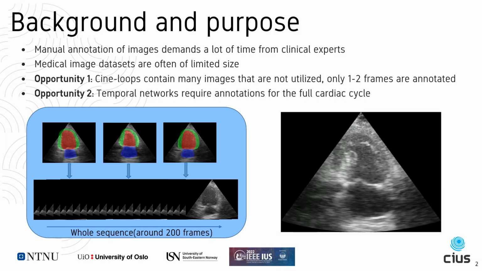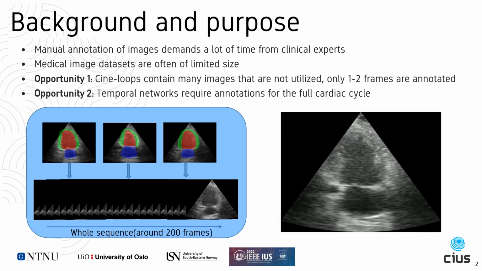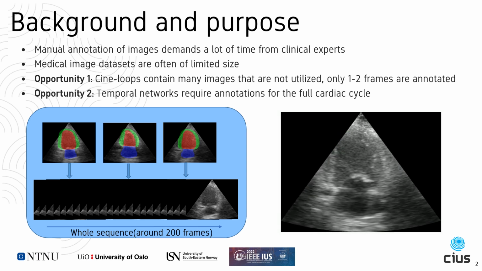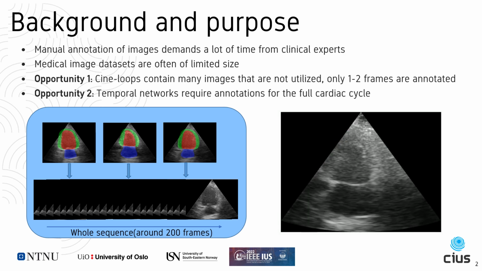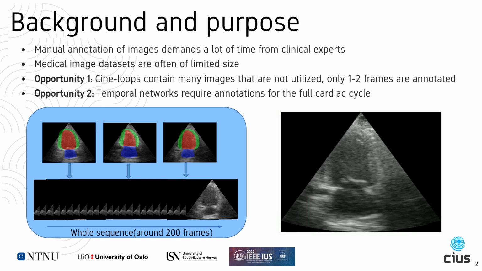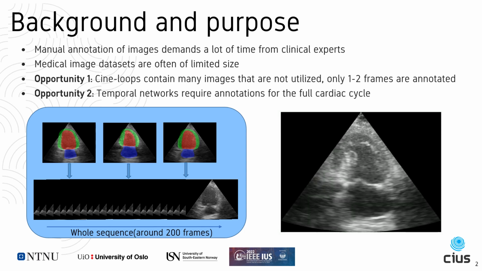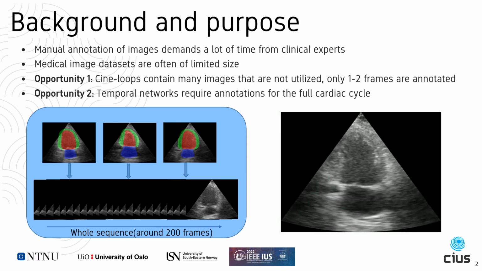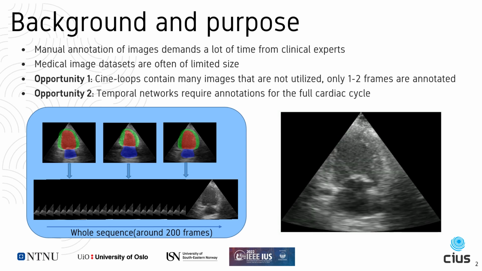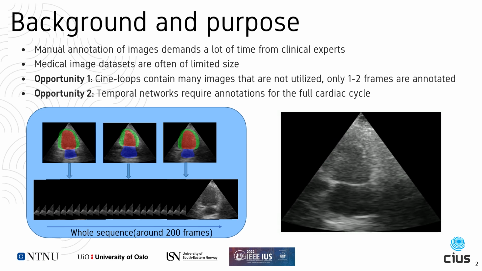Echocardiography is based on evaluating cineloops, where the temporal information is critical for diagnosis. This information is seldom fully utilized in image analysis based on deep learning because it demands a lot of time from clinical experts to do manual annotations. Besides, medical image datasets are often of limited size. From this video, we can see how few annotated images there are compared to the whole recording.